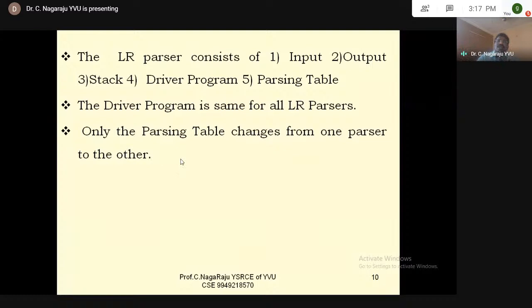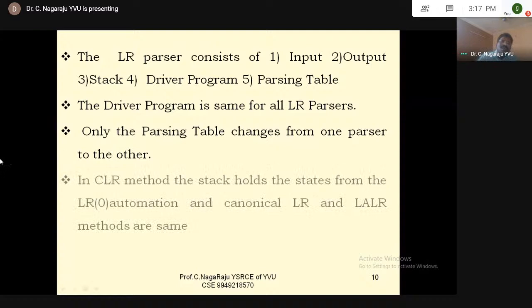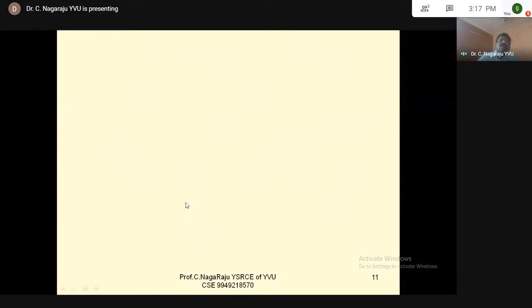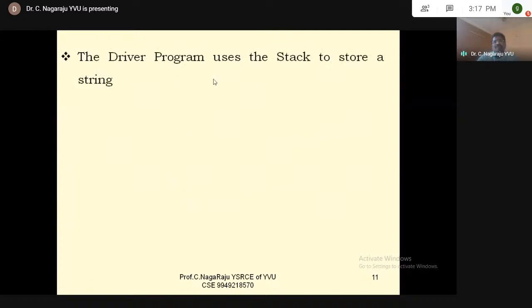Suppose you are using the LR parser with one table, that is the procedure; only the table changes. So these are minimal changes from one bottom-up approach to another bottom-up approach. If you are good at only one LR parser, the remaining ones are very easy to learn. In the CLR method, the stack holds the states from the LR(0) automaton, and canonical LR and LALR methods are the same, right? So first, you see that the driver program uses the stack to store a string.